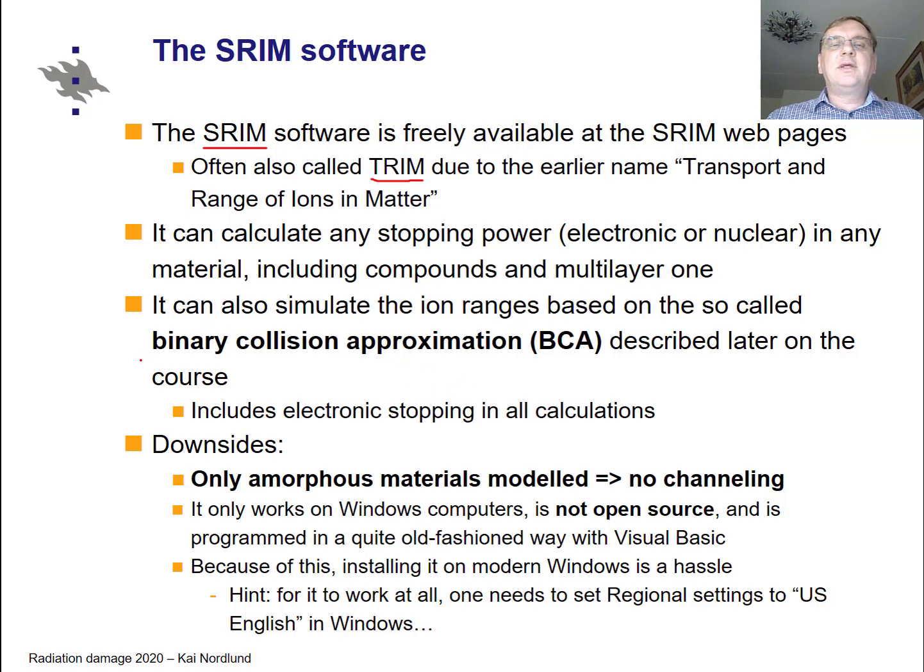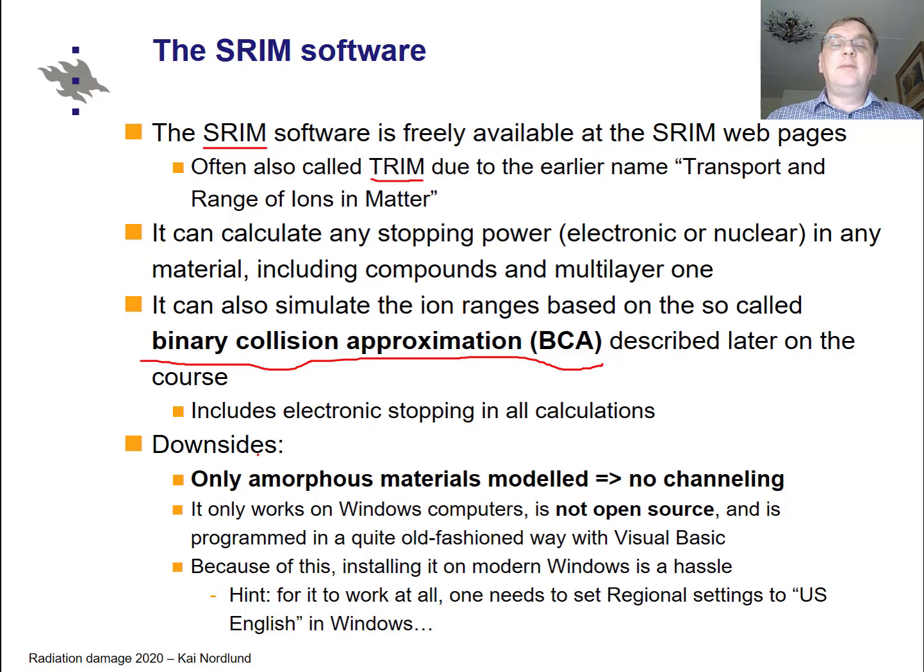But the other mode is that it can simulate ion ranges explicitly based on the so-called binary collision approximation. This approximation will be described in the next chapter of the course, chapter 4. And it always includes the electronic stopping in all of its calculations.